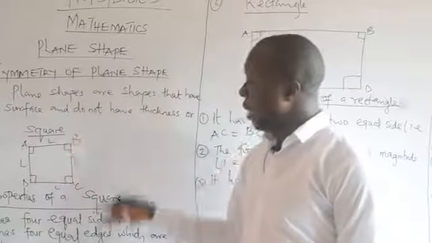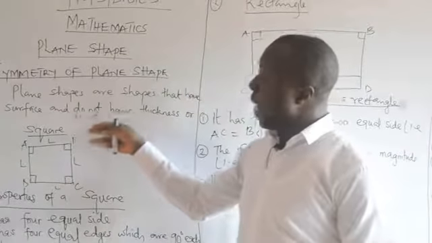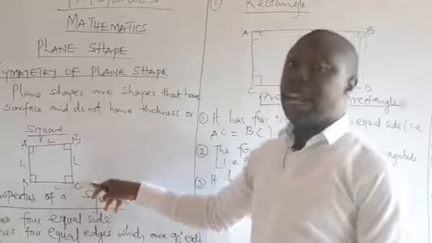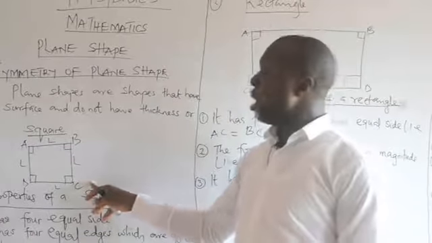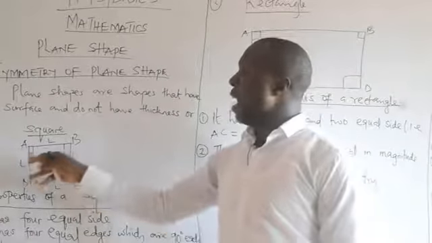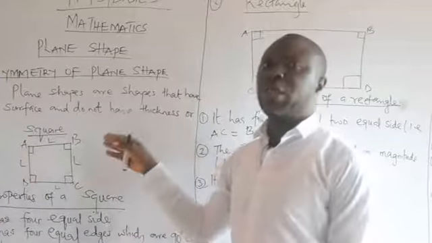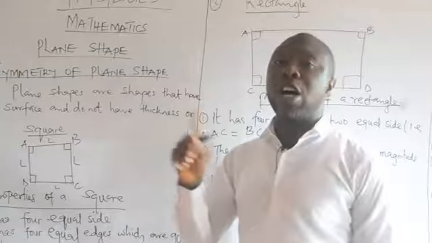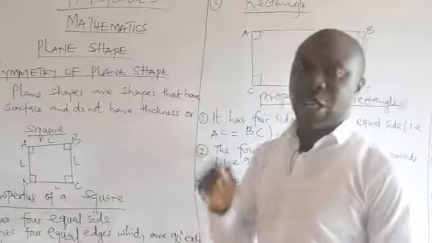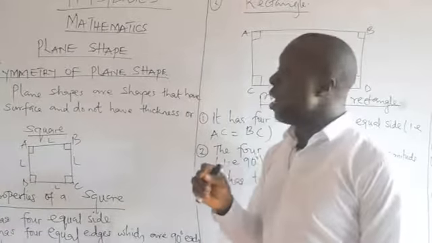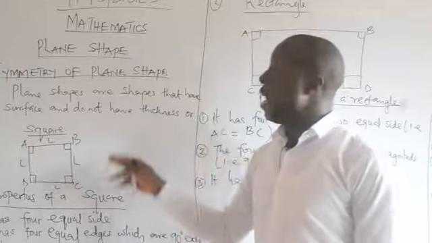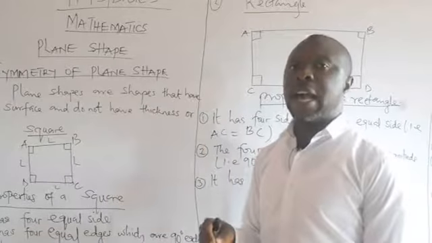Length AB is equal to length BC, and length BC is equal to length CD, and length CD is also equal to length AD. When we talk about a square, all the four sides are what? Equal. It's a polygon that has four sides, and all the four sides are equal.